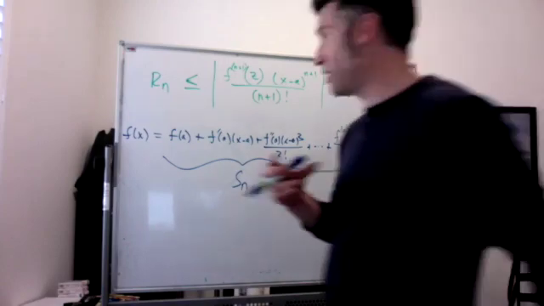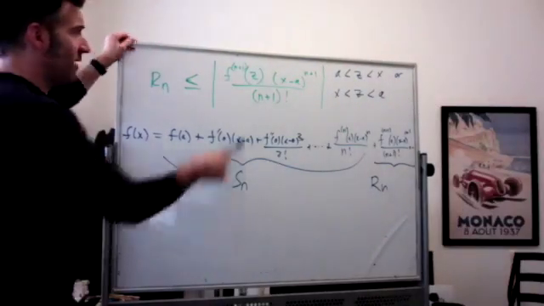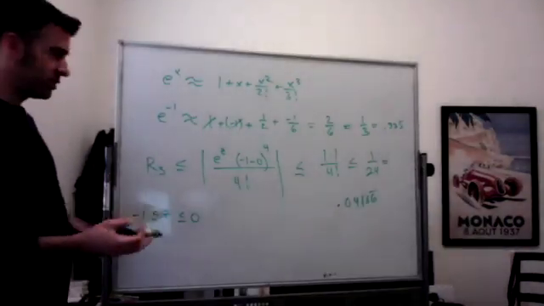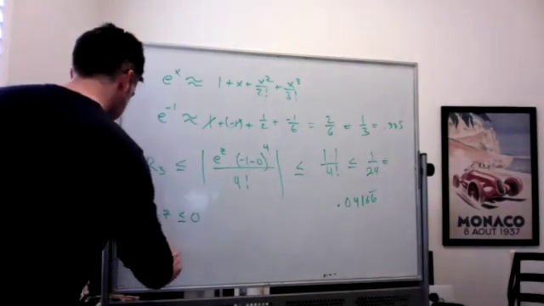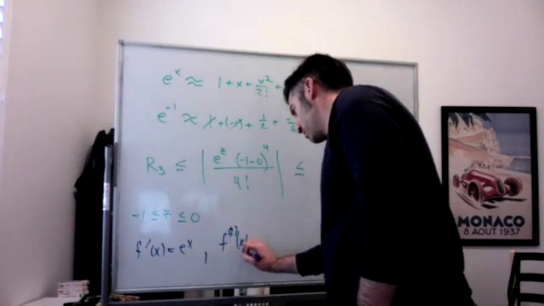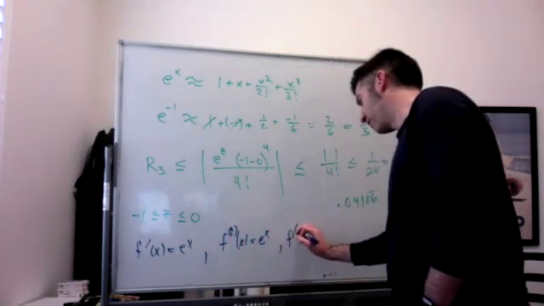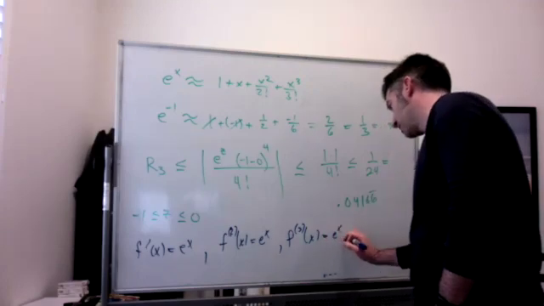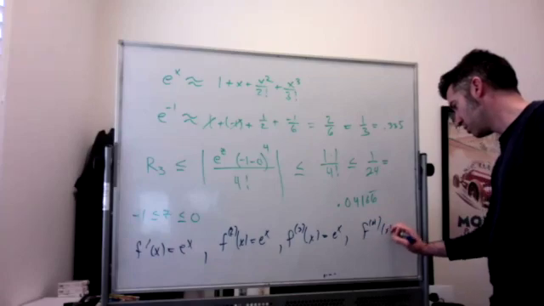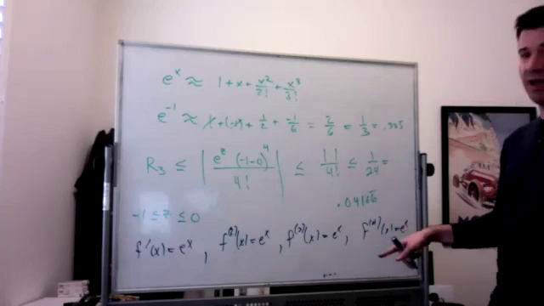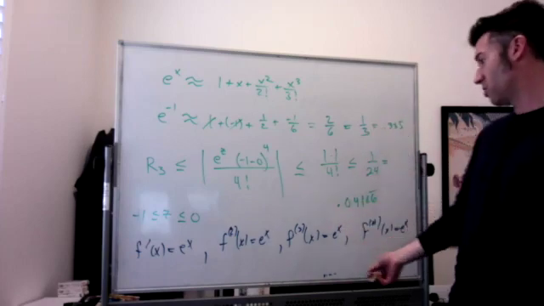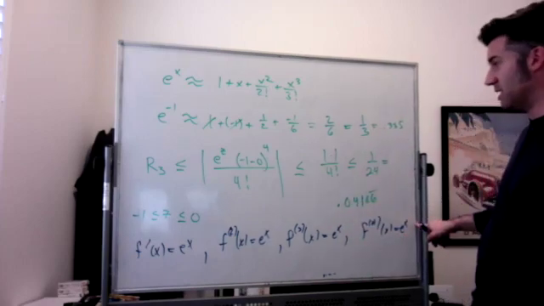So to answer your question, how did I get e to the z? Well, I found the n plus 1 derivative. But e to the x, the first derivative is e to the x. The second derivative is e to the x. The third derivative is e to the x. And the one I was interested in, the fourth derivative, was e to the x. But then I'm using z instead of x because I'm trying to find the value that makes it the biggest. So my fourth derivative at z was e to the z.